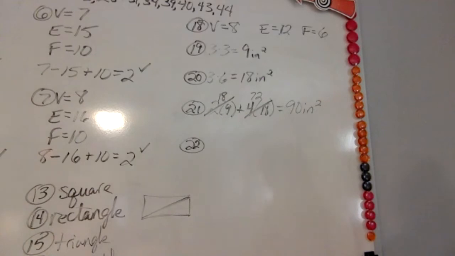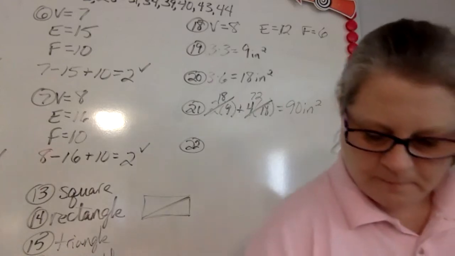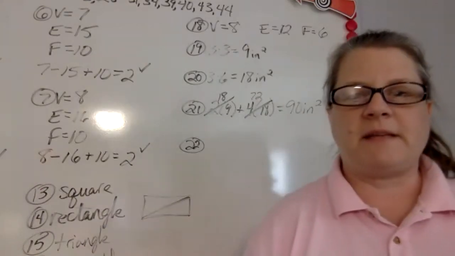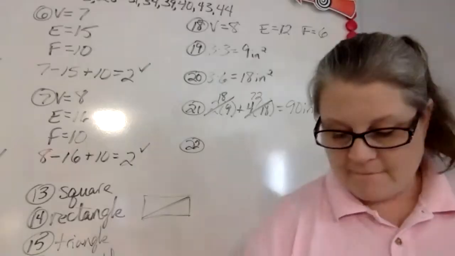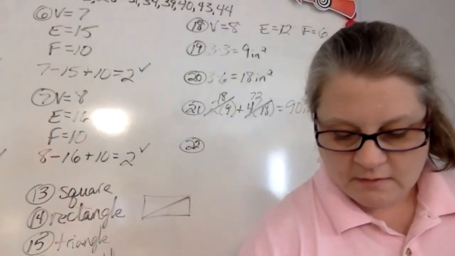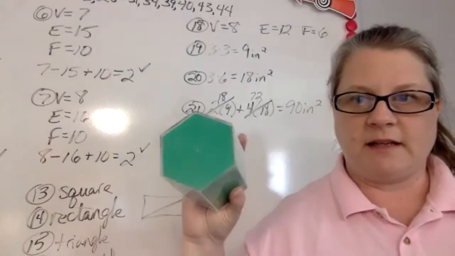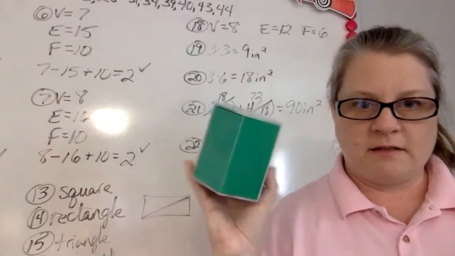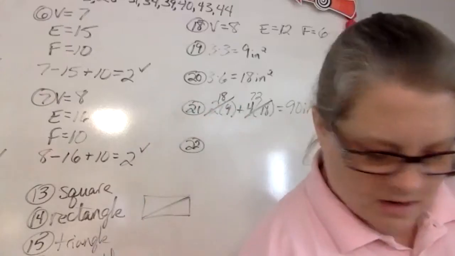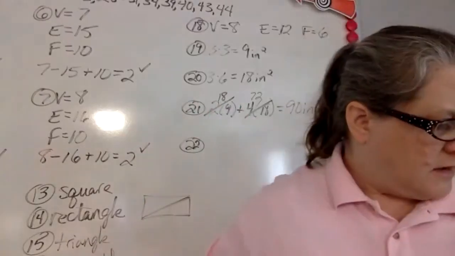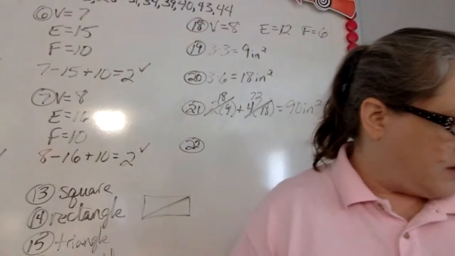All right, 22. If the package were designed as an octagonal prism, octagonal means what? Octagons, how many sides? 8. So it's like this, but it has 8 instead of 6. This one only has 6. So it's going to be something like this, but it's going to have 8. Octagonal prism, octagonal shape of the crackers.